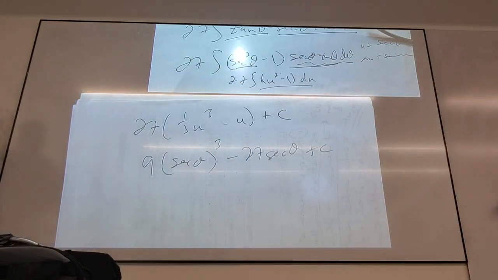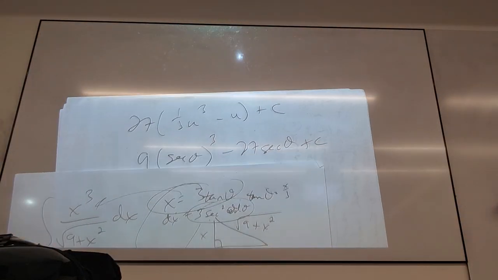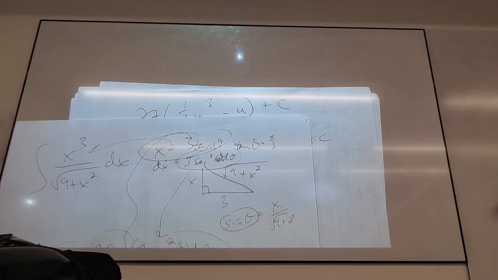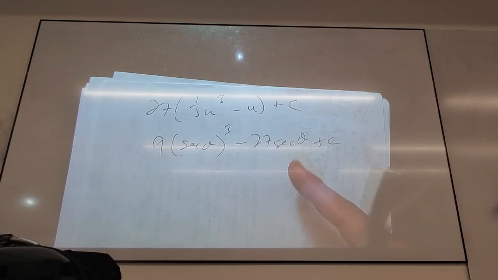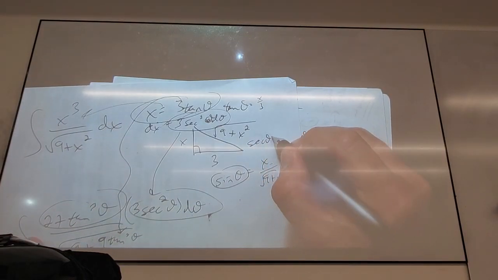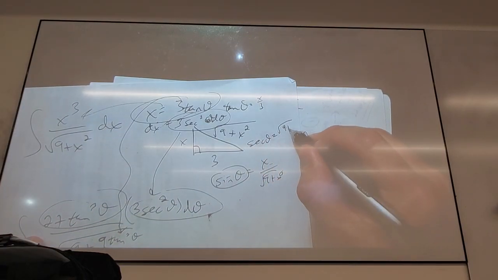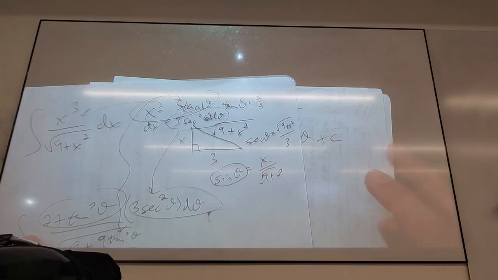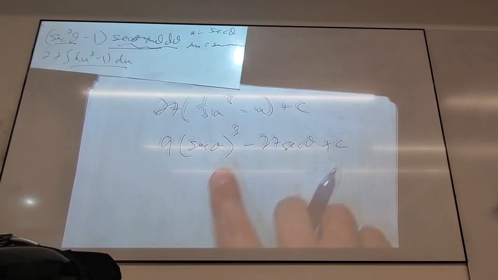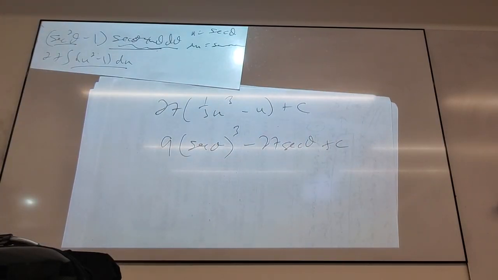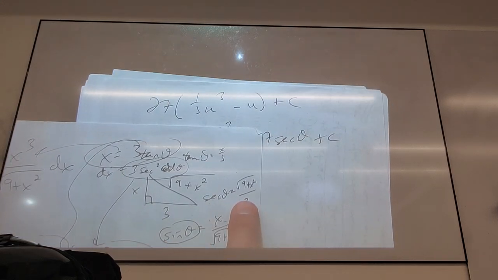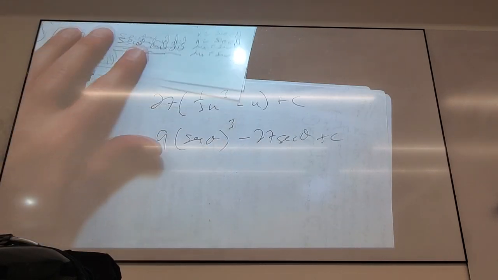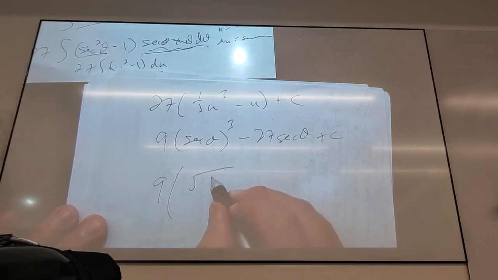So go back to the triangle. What do I need to know? Secant theta. And what's secant theta? Square root of 9 plus x squared over 3. Good. So wherever you see a secant theta, you just substitute that in. Yes? Do you see that? Wherever you see a secant theta, guess what you're going to put there? You're going to put there what it equals. Secant theta is square root of 9 plus x squared over 3.